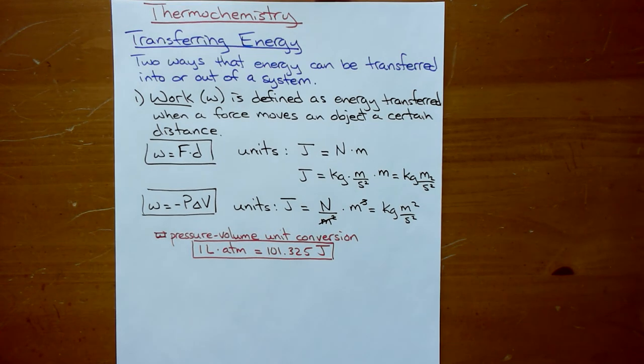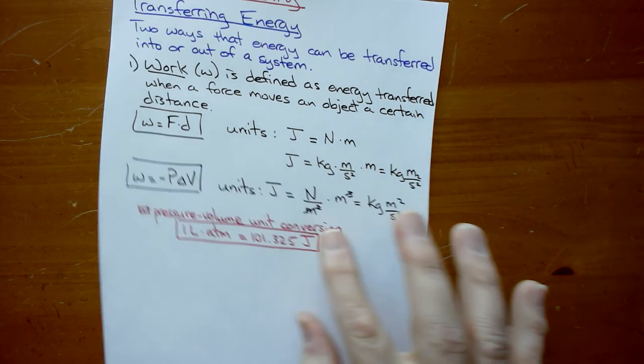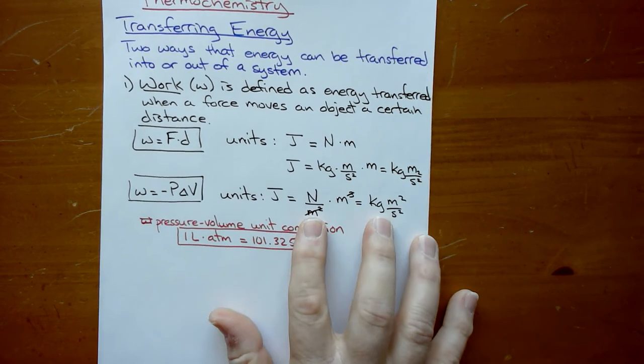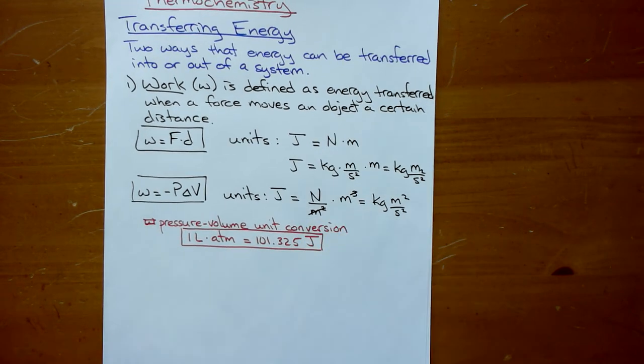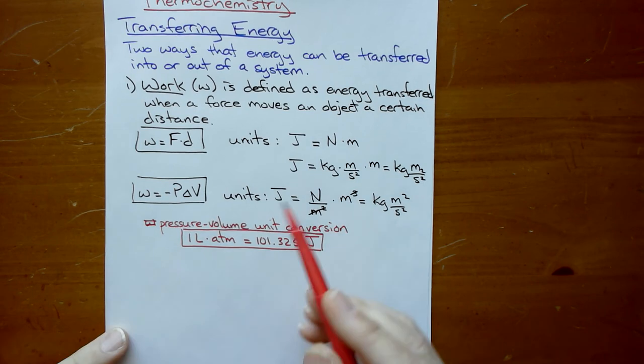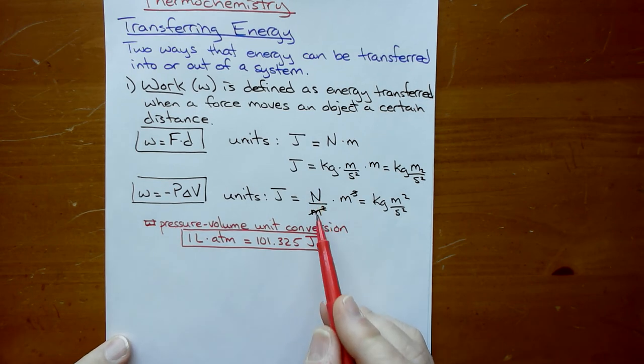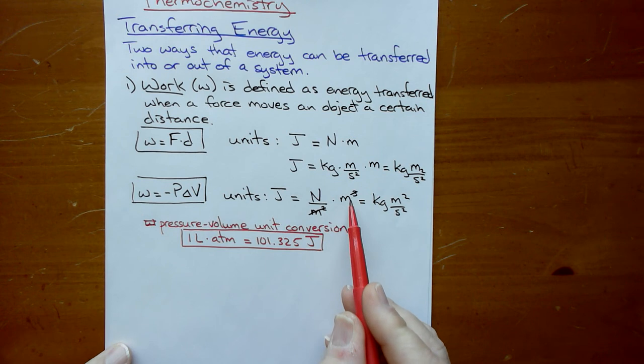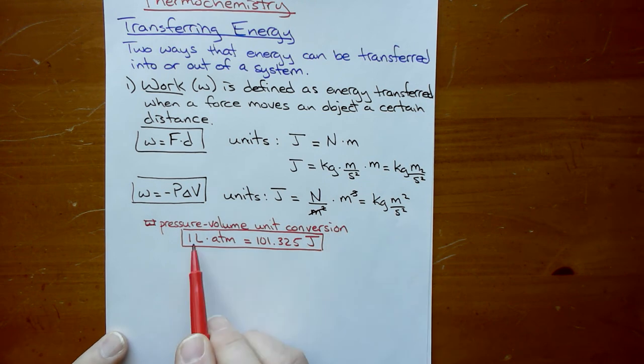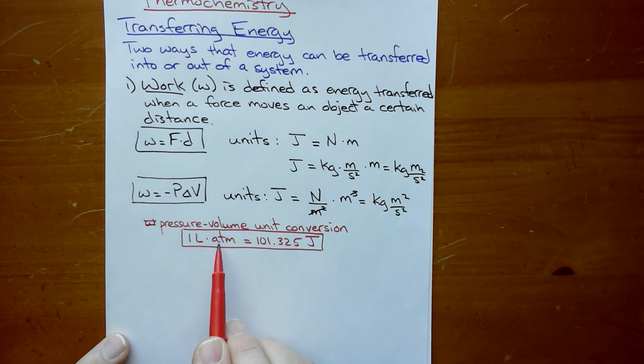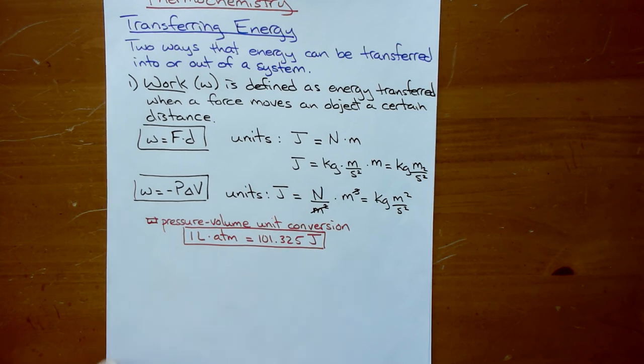I know you're saying, wait a minute, did I just show you that these units work out the same way? And yes, it does, because pressure is force over area, and volume is distance cubed. But remember, most of the time we use liters and atmospheres: liters for volume and atmospheres for pressure. So an easy conversion would be 1 liter atmosphere is 101.325 joules.